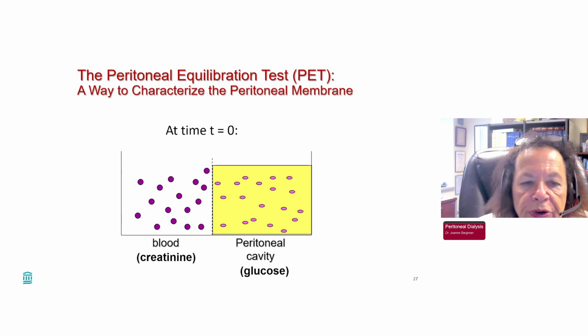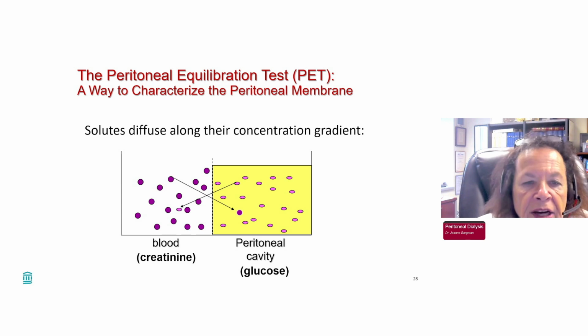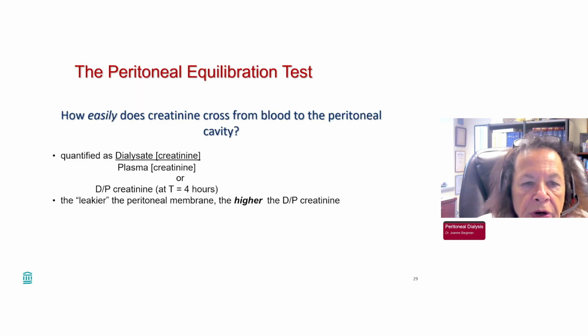So what you do is you put a hypertonic solution into the peritoneal cavity, and you just let it sit there for 4 hours. And then during that 4 hours, the creatinine will diffuse along its concentration gradient from the blood into the peritoneal fluid, and glucose, as I described before, will also diffuse along its own concentration gradient from the dialysate into the blood compartment. And how quickly does all that occur? That is quantified by the D over P creatinine at 4 hours.